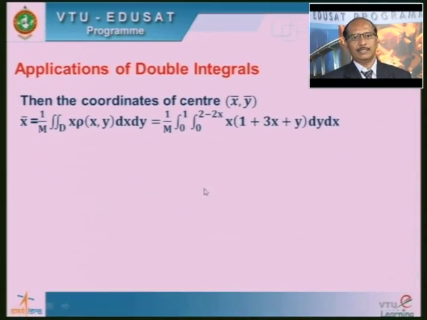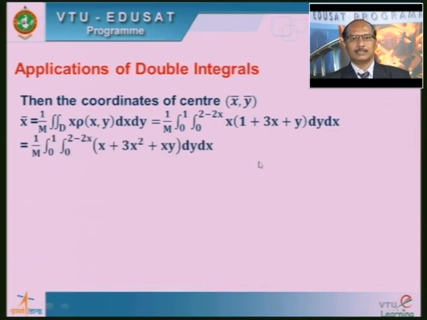Now go for finding the coordinates of center. So there is a formula, x bar and y bar. The first one, x bar formula is 1 upon m, m is the mass. So x into f of x y, or x into rho x y dx dy. This rho is given. So same thing, the limits are same again, 0 to 1, y limits are 0 to 2 minus x. So x into rho is given, the density function 1 plus 3x plus y.